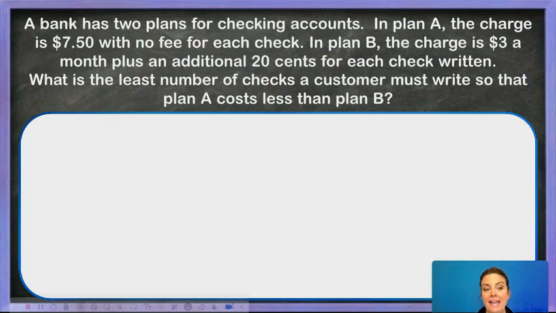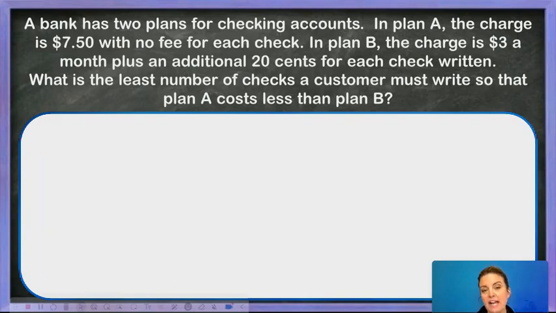All right, a bank has two plans for checking accounts. That's where you're going to deposit your paycheck. In plan A, the charge is $7.50 with no fee for each check that you write. And in plan B, the charge is $3 a month plus an additional 20 cents for each check that you write that month. What is the least number of checks a customer must write so that plan A costs less than plan B?